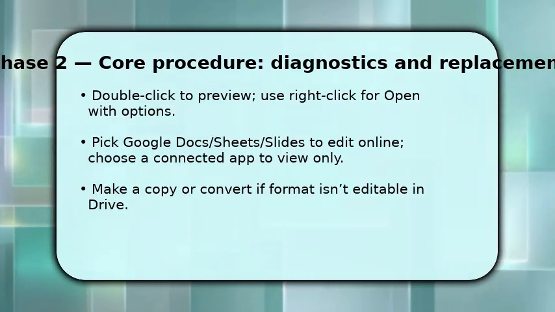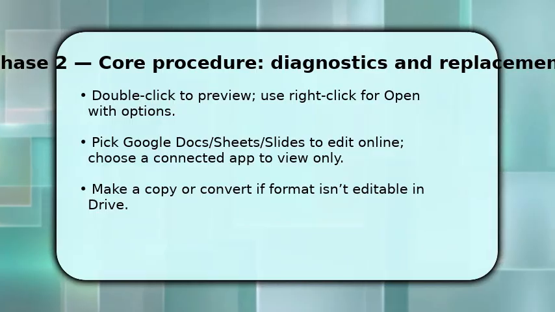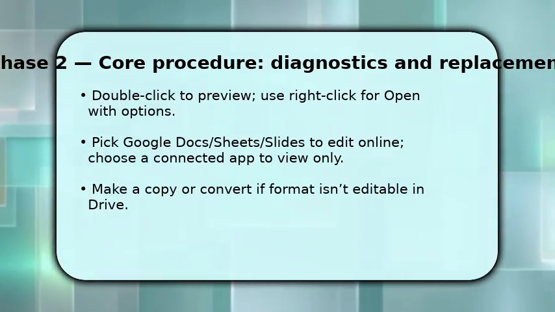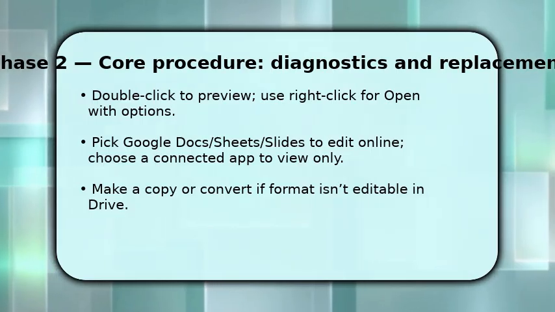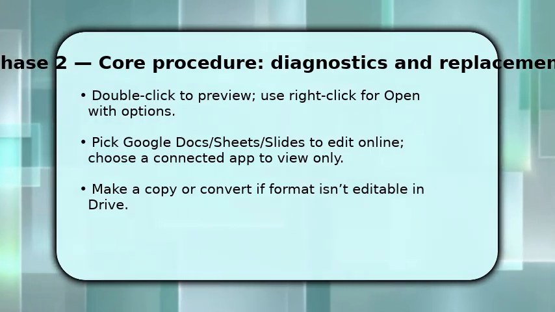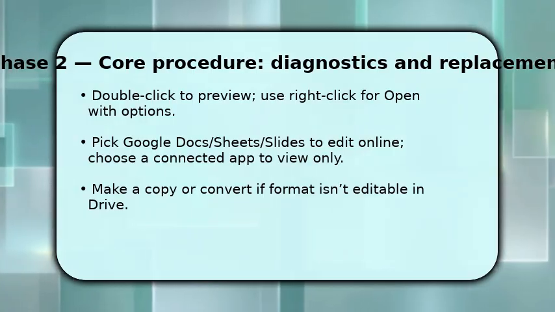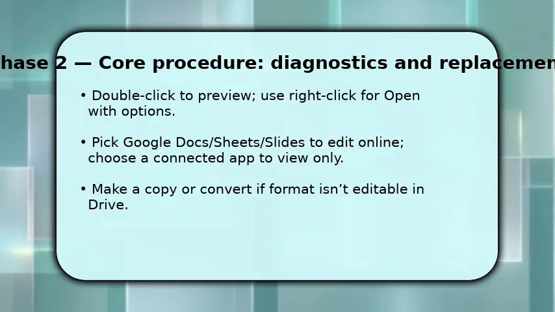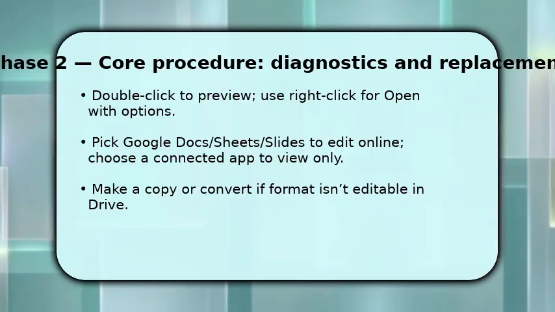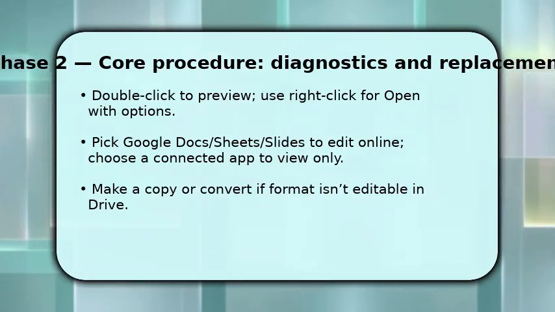If you intend to edit, select Google Docs, Sheets, or Slides. Those keep version history and autosave. Once done, if the file's in an incompatible format, make a copy and convert it to a native Google format to edit safely. Also, attach any connected third-party apps if you need specific viewers.